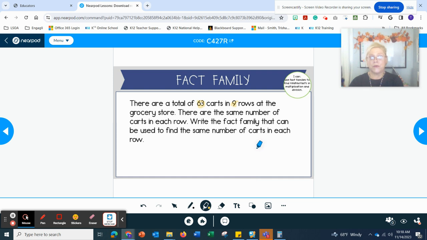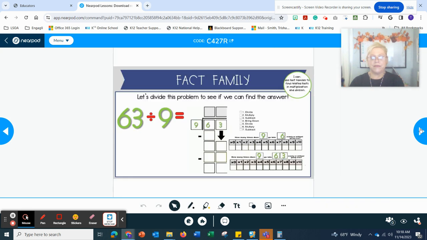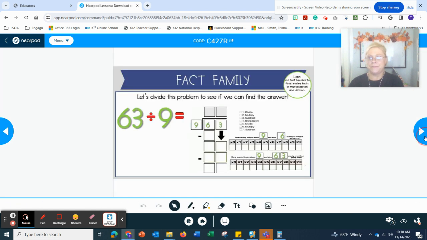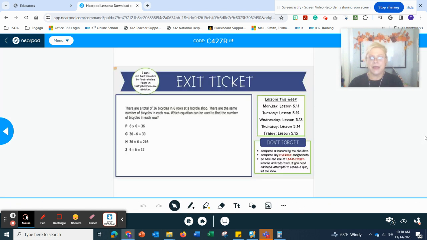You already know the dividend. It is 63. You already know the divisor. It is 9. What is the quotient? Figure it out. I have given you that to also work through. We need to get there. And then this is your exit ticket.